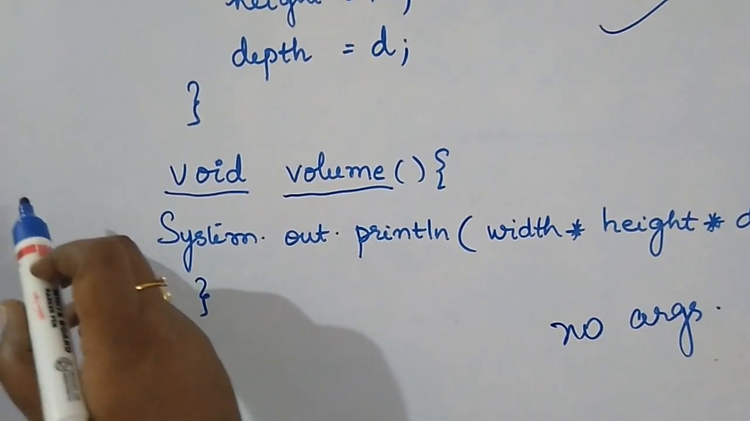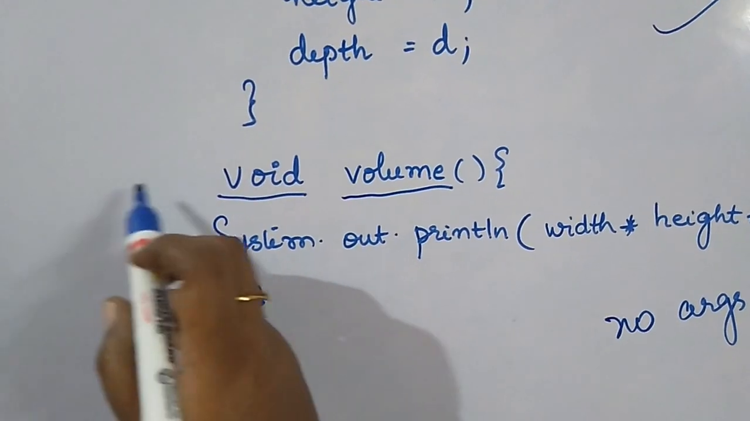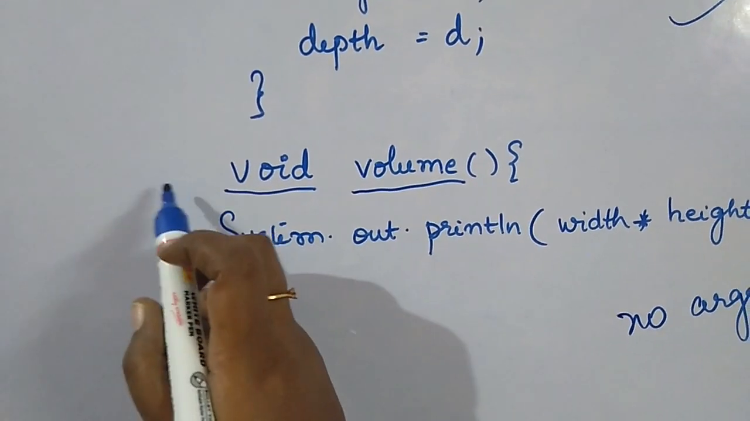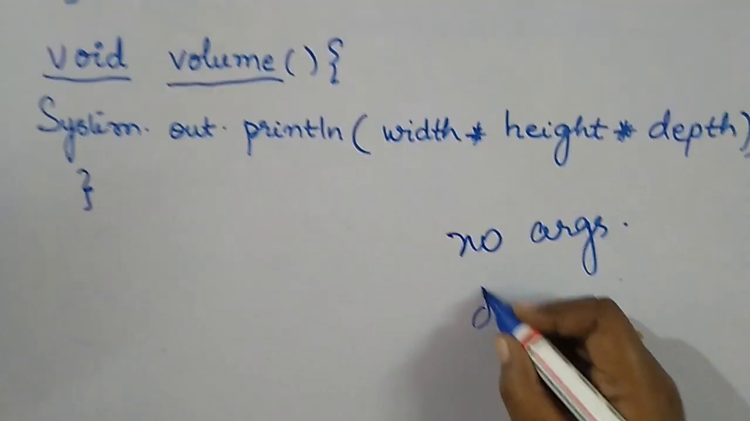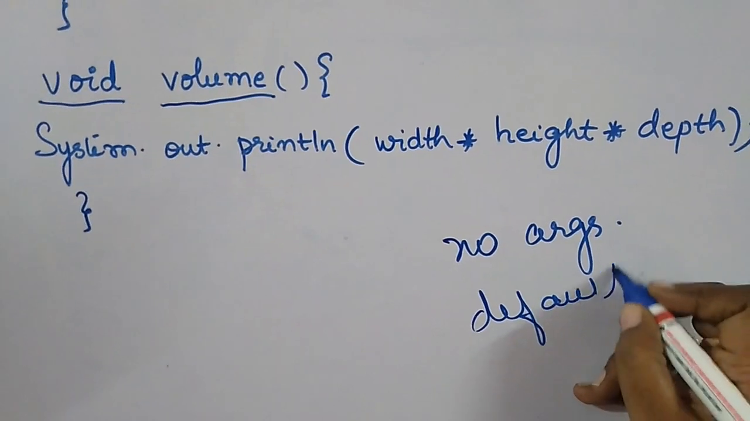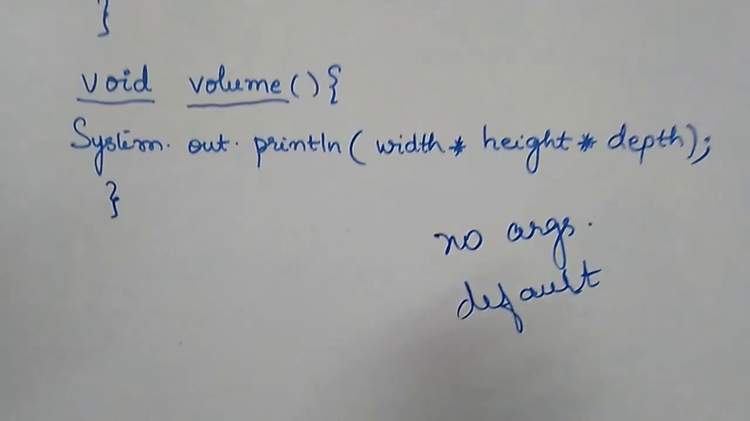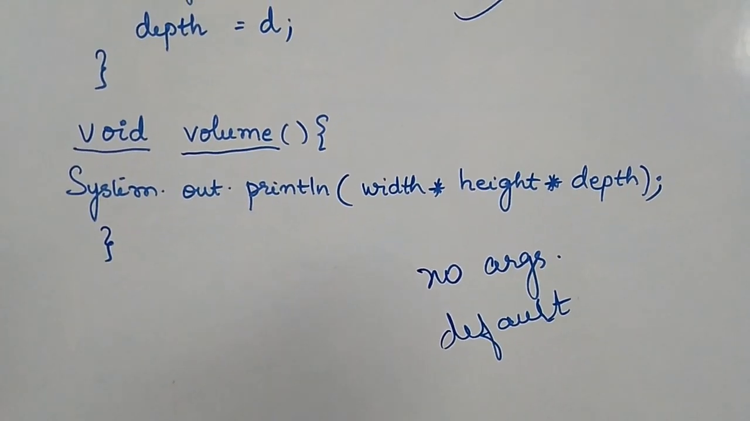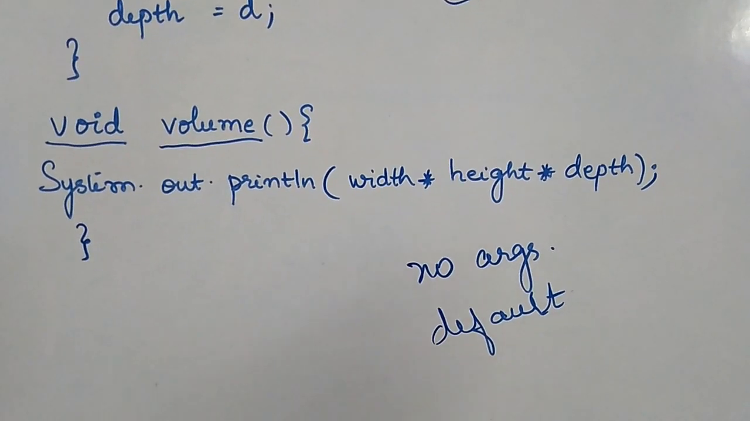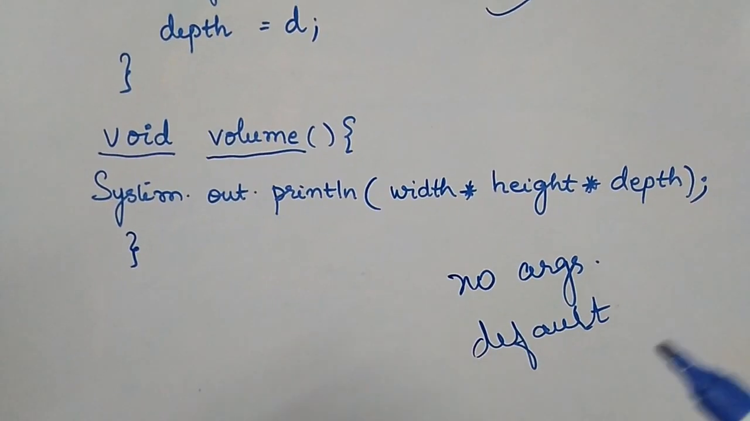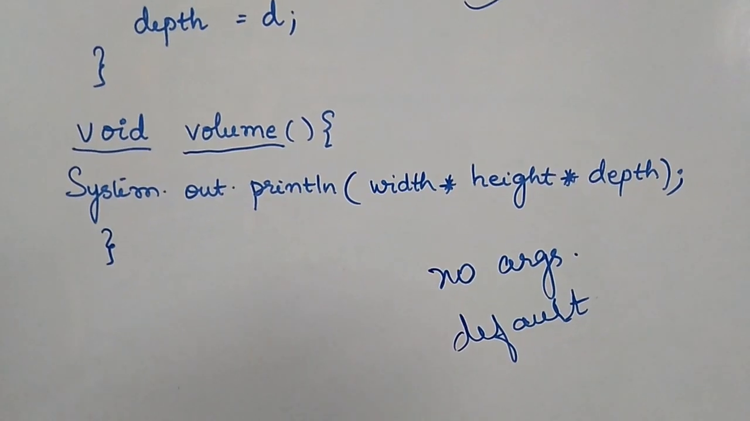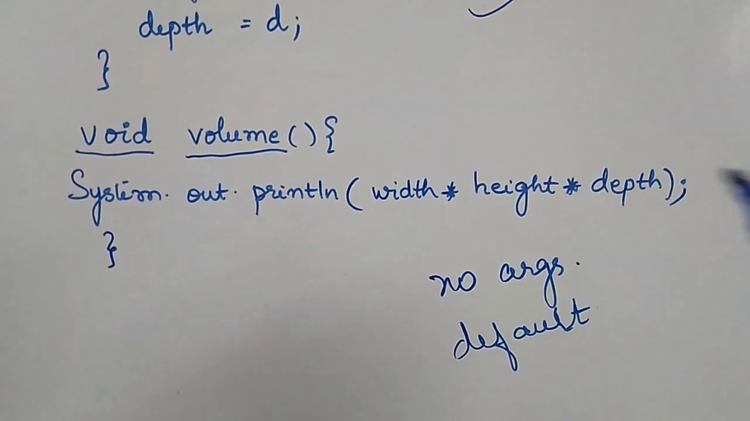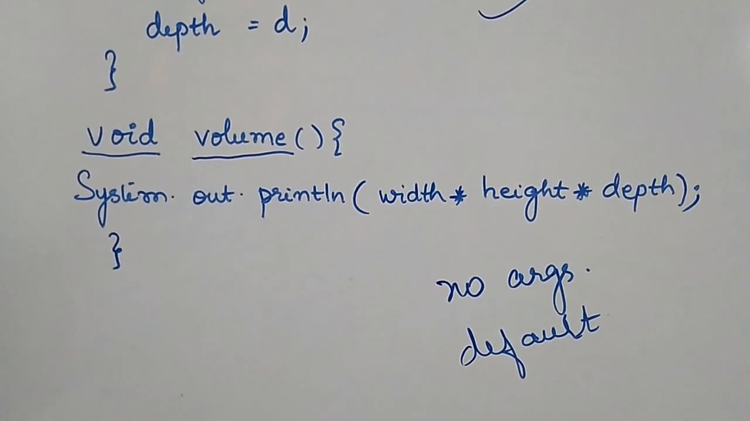Coming over here, the access modifier: because there is nothing over here, it means that it is the default access modifier. Default access modifier means that this method is available to all other classes inside the same package. So any other class inside the same package can access this particular volume method.